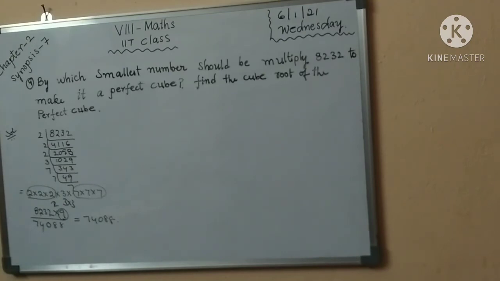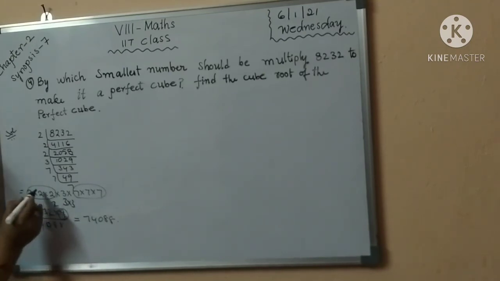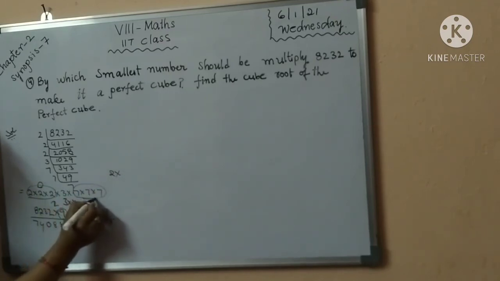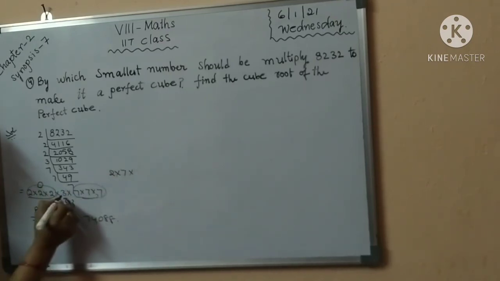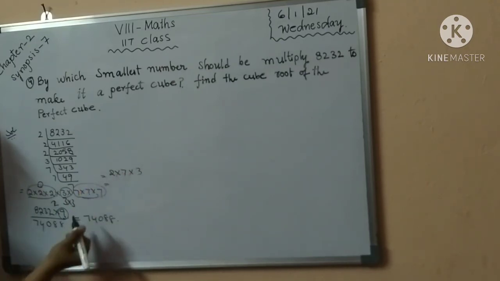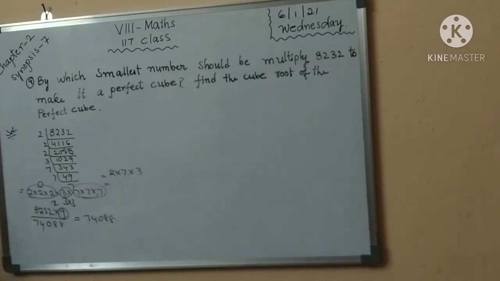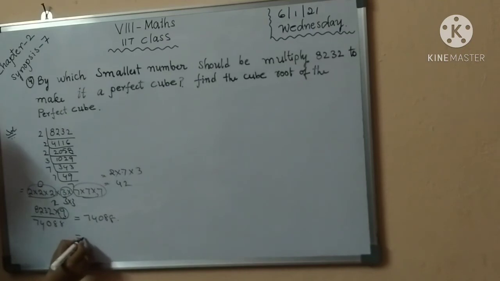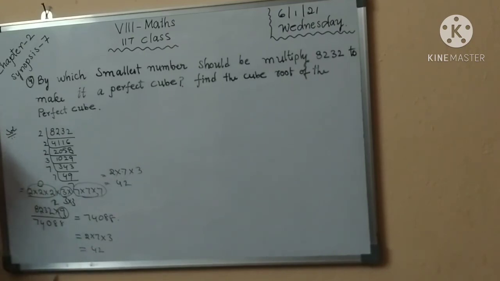We know that here there is a group of 2, a group of 7, and the remaining single digit is 3. So 2 sevens are 14, 14 threes are 42. So that is 42. Is 42 a perfect cube or not?